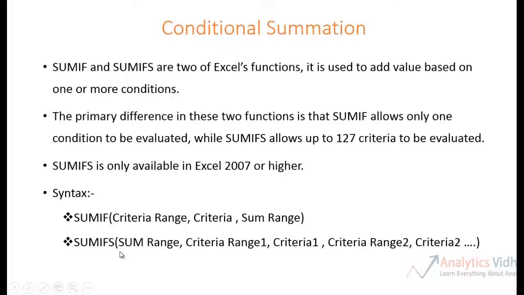Moving on to SUMIFs, the first argument is sum range, that is the range of all the values whose sum we are trying to calculate, followed by the range of the criteria on the basis of which we wish to calculate the sum, which is followed by the criteria itself of the first range, and so on. It is followed by criteria range 2, criteria 2, criteria range 3, and so on. Let's move to Excel and understand it better.